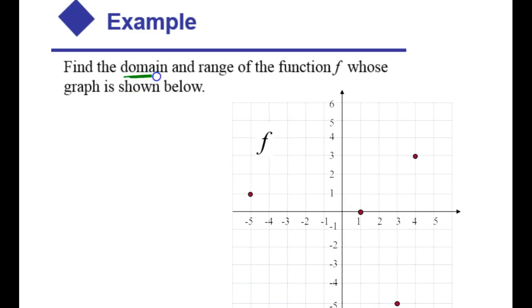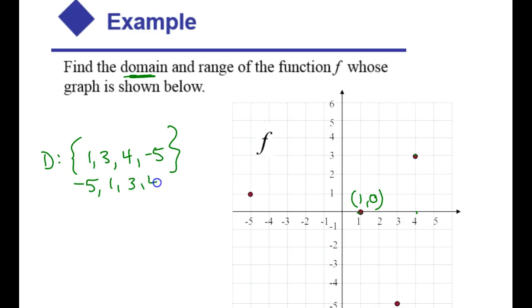But this says state the domain, which are the x values. So I'm going to go through and say, okay, the x value here is a 1, because this point is (1, 0). So I'm going to state that the domain could be a 1. The domain could be a 3. The domain could be a 4. And it looks like the domain also could be a -5. So I'd probably put those in order. I should have gone from left to right. So maybe -5, 1, 3, and 4, putting the lower number on the left.